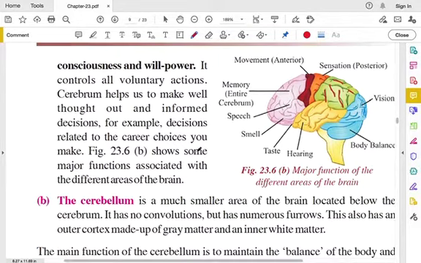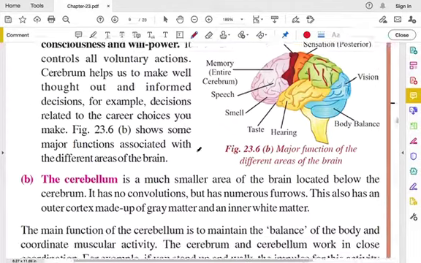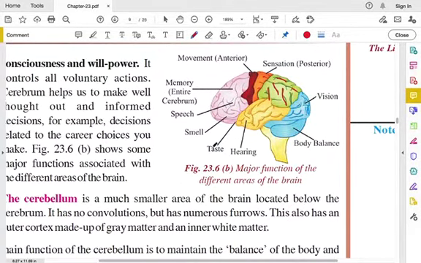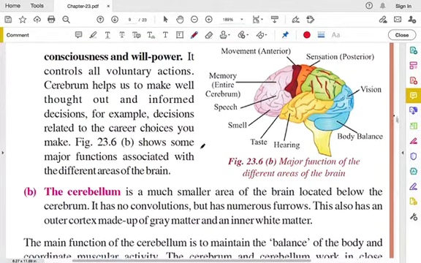So it helps us to make well thought out and informed decisions. When we are taking a decision, it is related to the function of the cerebrum. Here you can see in this diagram the major functions of the different areas of the brain. This one is for movement, and the entire cerebrum is for memory, speech, smell, taste, hearing, all these things.